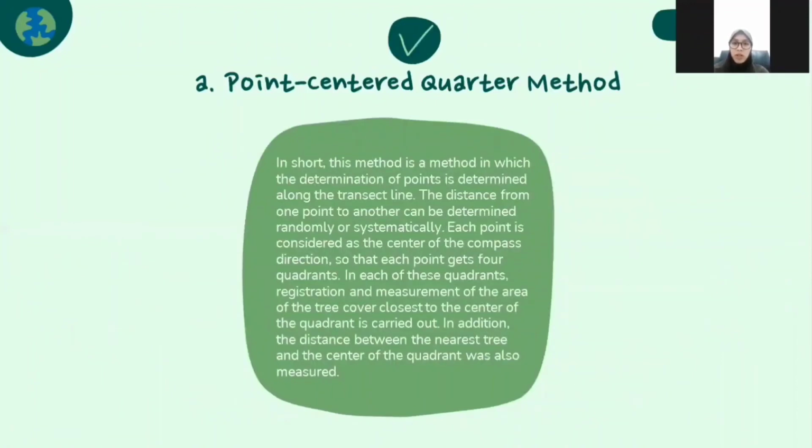The first is the point-centered quarter method. In short, this is a method in which points are determined along the transect line. The distance from one point to another can be determined randomly or systematically. Each point is considered as the center of the compass direction, so that each point gets 4 quadrants. In each of these quadrants, registration and measurement of the area of the tree cover closest to the center of the quadrant is carried out. In addition, the distance between the nearest tree and the center of the quadrant is also measured.